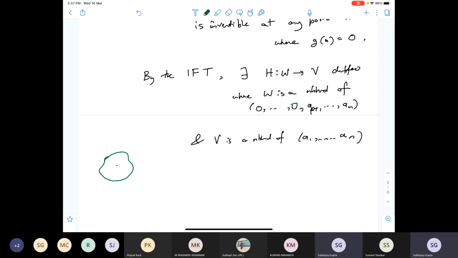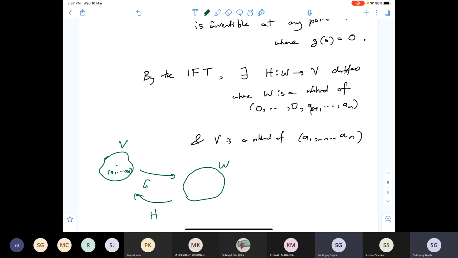So this is the point. Let me call it, instead of x, A1 to AN. So this is in Rn, and I'm going to call this neighborhood V, and there's a map capital G here, sending it to W. It's going to be a diffeomorphism from V to W, and H is going to be the inverse.